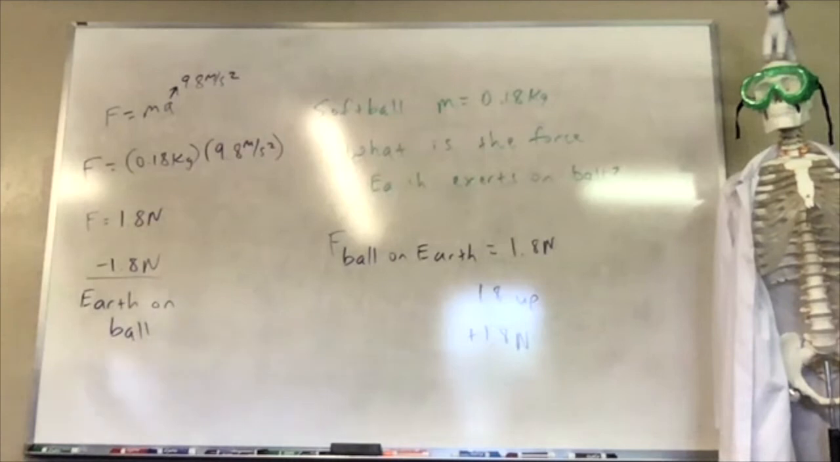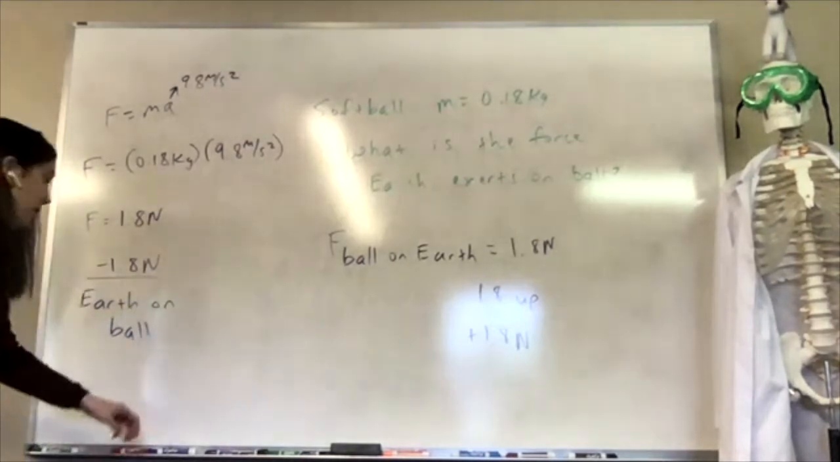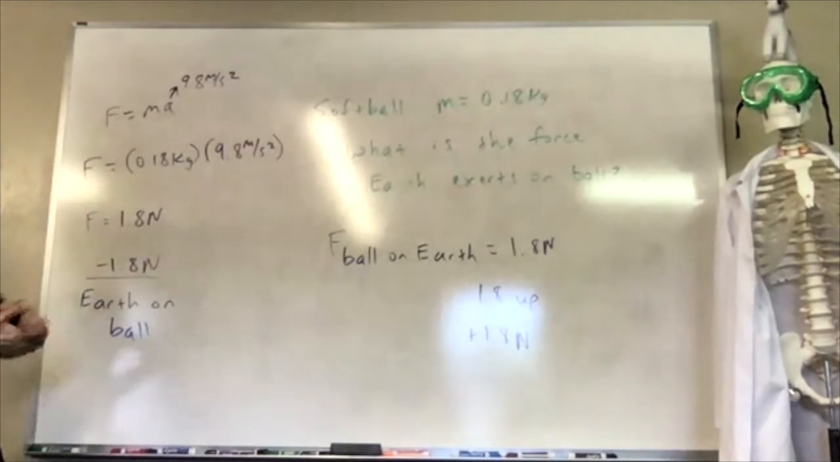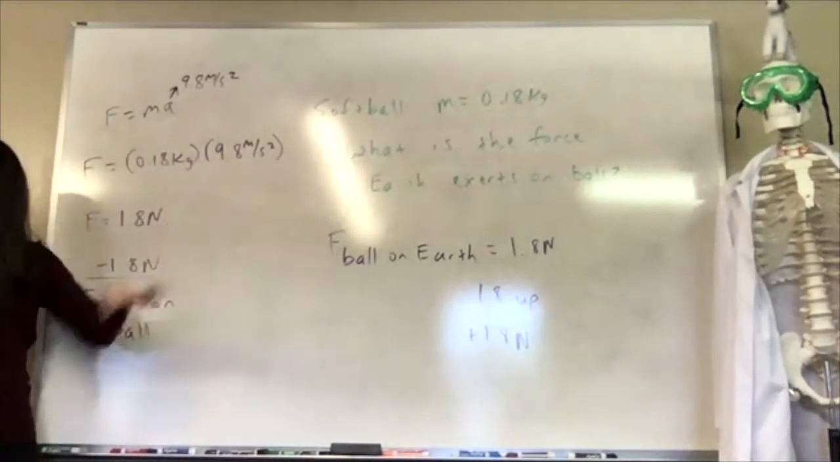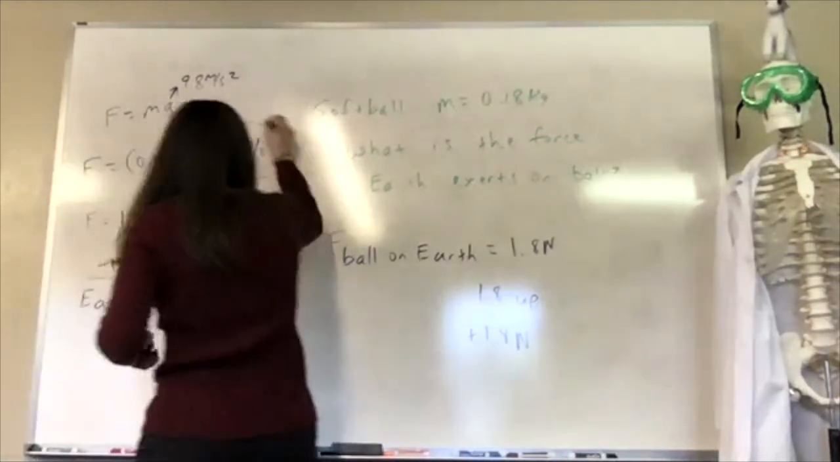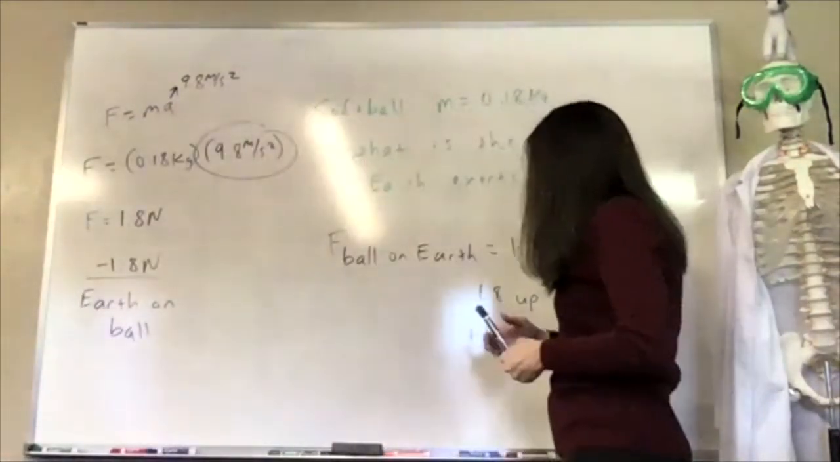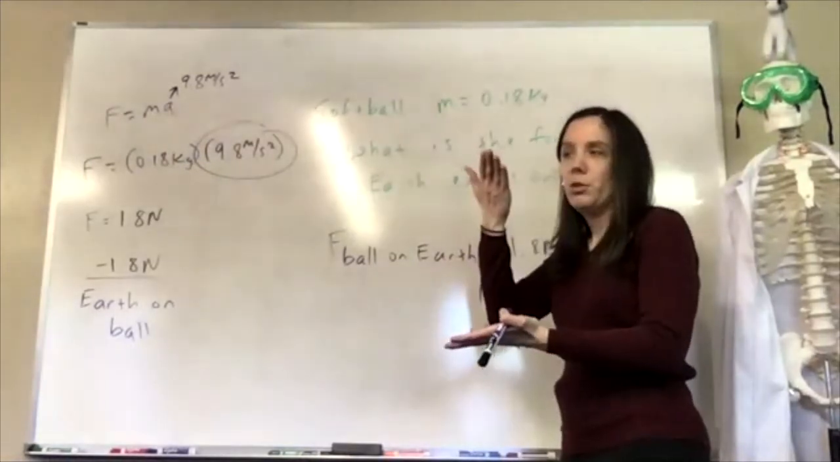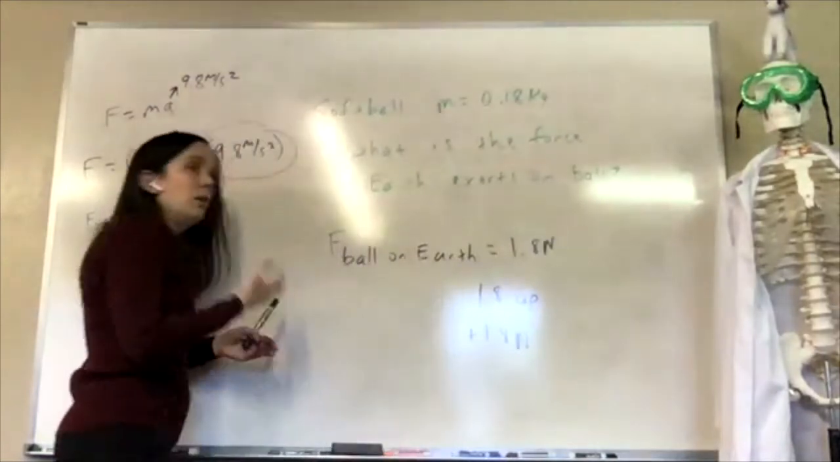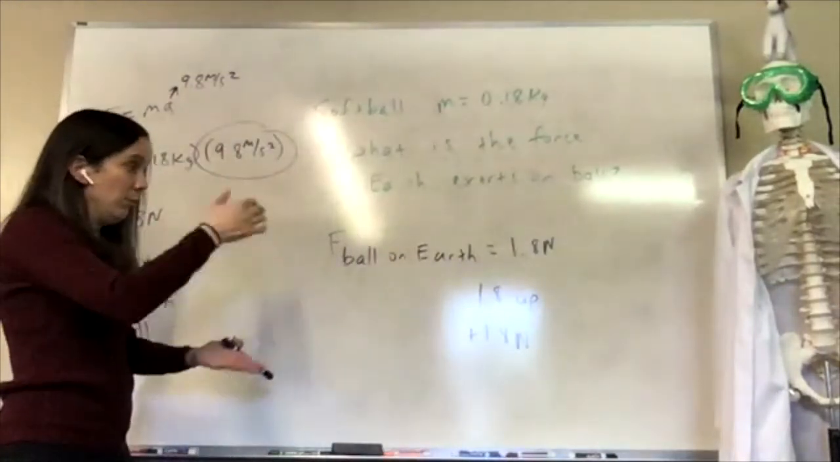Okay, the last thing to do for this one is to find the acceleration of the Earth on the ball. So we talked about how the ball accelerates downward with this speed. If you drop the ball down to the ground, the acceleration is 9.8. But what about the Earth accelerating upward? The ball does pull the Earth upward. What is the acceleration of the Earth on the ball?